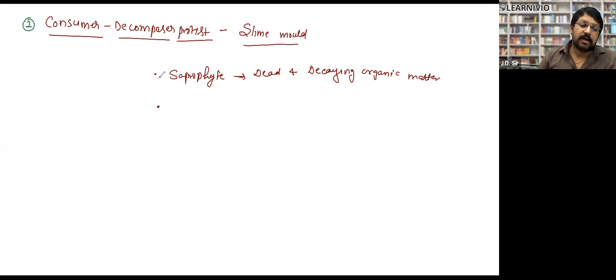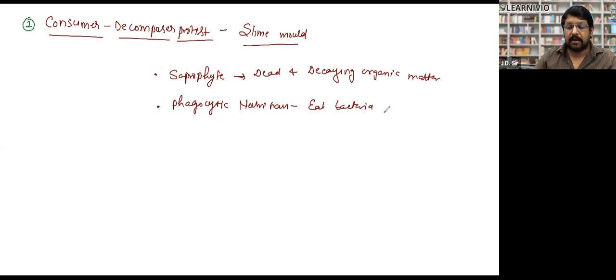Whenever this material is not available, they behave like amoeba, like consumers, and the nutrition is phagocytic. In phagocytic nutrition, they eat bacteria and some other organisms or organic matter. So they have both kinds of nutrition.